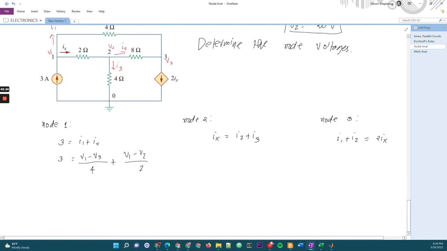Then, let's take a look at node 2. So, ang Ix is same ra nato. We have V1 minus V2 over 2 equals V2 minus V3, sa I2 na siya, over 8 plus V2 over 4. Okay?